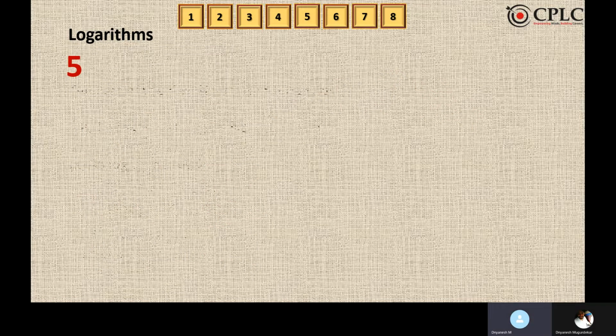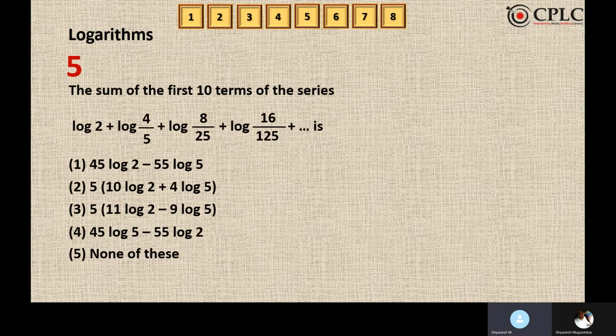The fifth one, find the sum of first 10 terms of the series. So there is a pattern clearly. All the numerators, if you see, are powers of 2. All the denominators, if you see, are powers of 5. But the first term has a denominator of 1, which is 5 raised to 0. So the 10th term will be log of 2 raised to 10 upon 5 raised to 9.